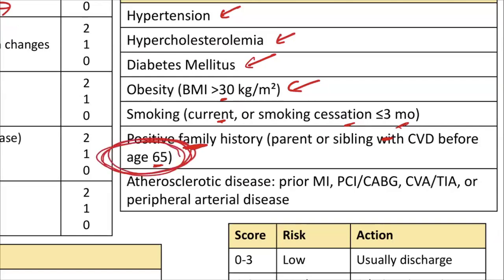So remember the age. Then atherosclerotic disease: anything which involves any artery where there is a plaque present, that is, an atherosclerotic change is present in the artery. For example, myocardial infarction, previous history of PCI, CABG, or a stroke, or any peripheral artery disease is present. Then again, you will consider it.